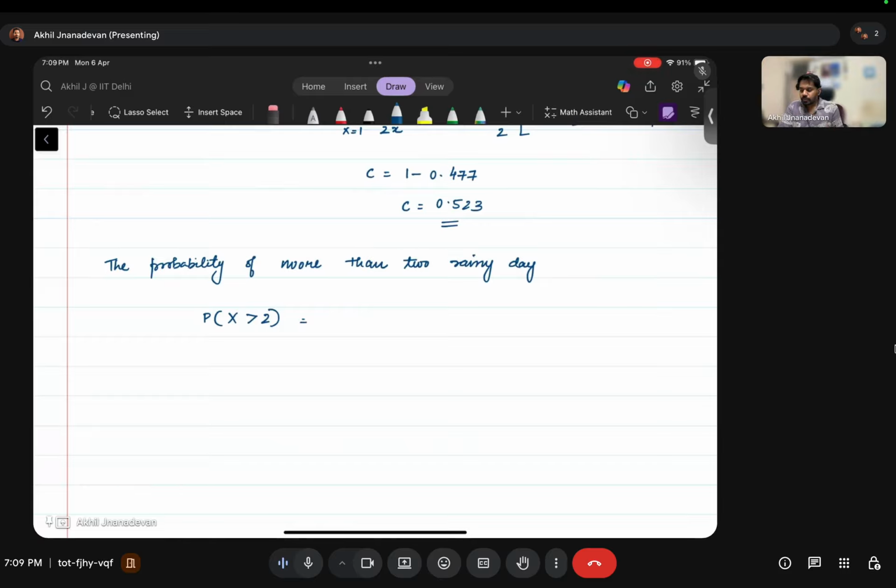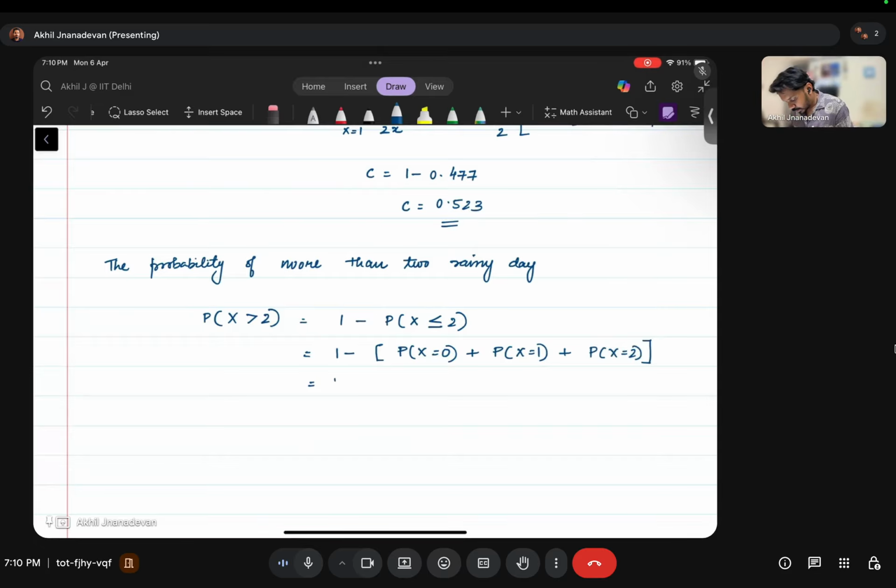There are so many terms. So we can do one thing. We can take the complementary of the opposite. That is 1 minus P of X less than or equal to 2. That is a complementary. So 1 minus, that will be P of X equal to 0 plus P of X equal to 1 and P of X equal to 2.